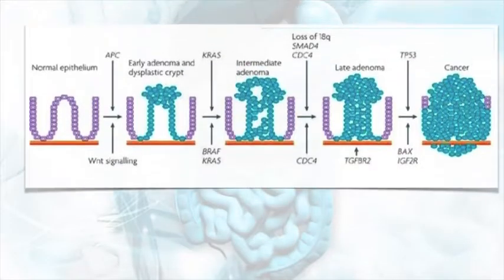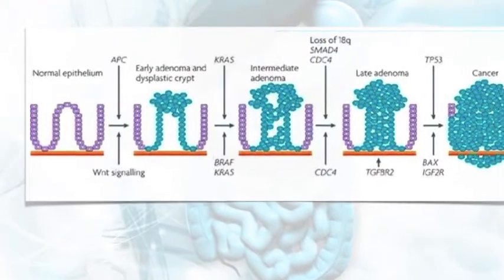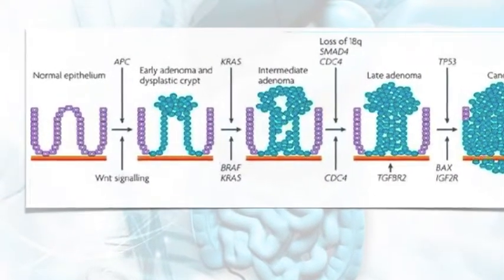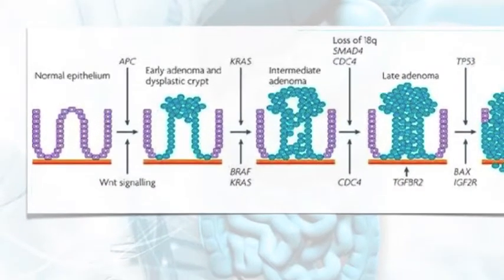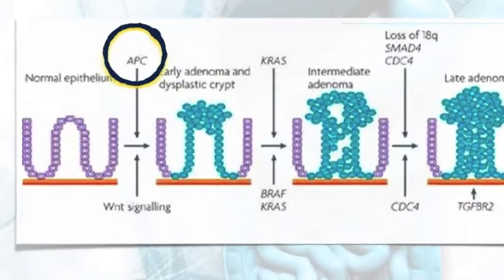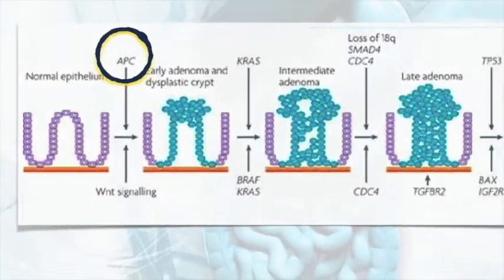Given the mortality rates and the fact that most people are asymptomatic until very late stages, researchers have been trying to understand the molecular mechanism of the disease. It was found that 80 to 90% of colorectal tumors have mutations in a gene called adenomatous polyposis coli, or APC. The inactivation of both copies of this gene is often the first event in colon cancer.